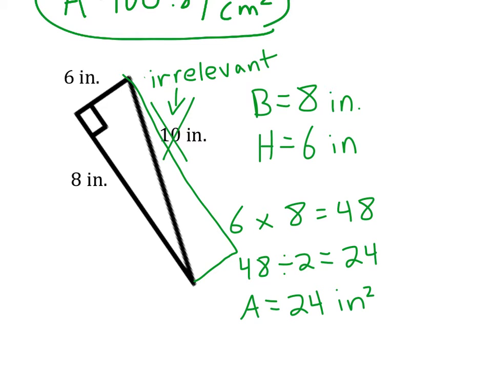But I don't need this section. So I'm dividing by 2 to get rid of that section and leave me just the triangle that I'm originally looking for. So 48 divided by 2 is 24, and therefore the area is 24 inches squared. Let's look at number 4.